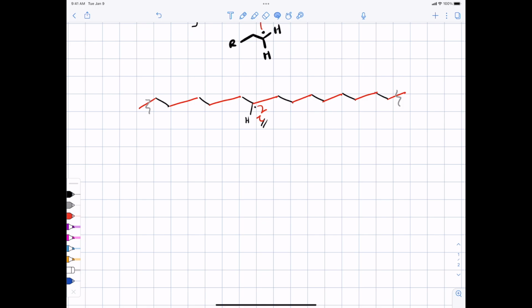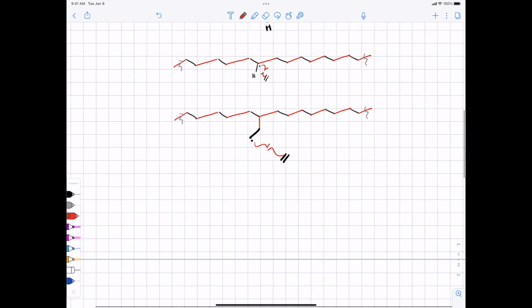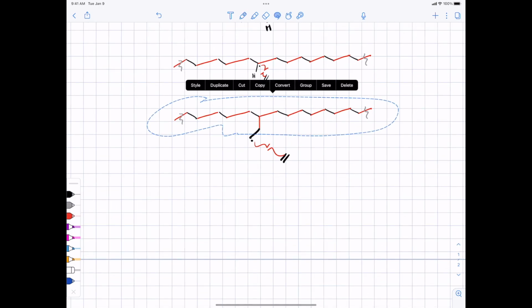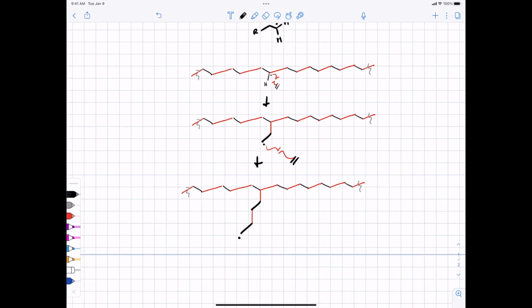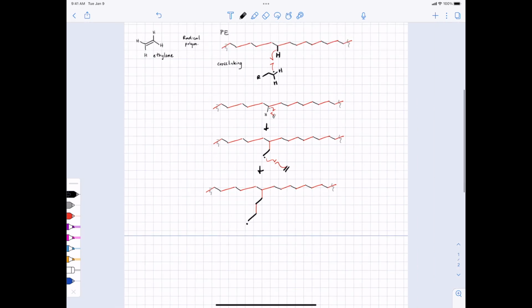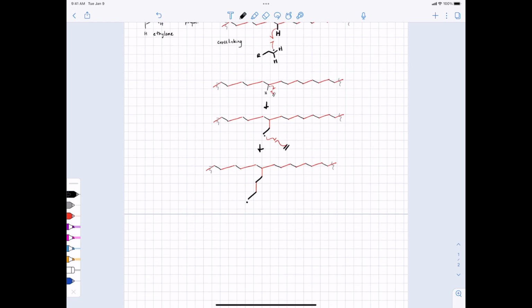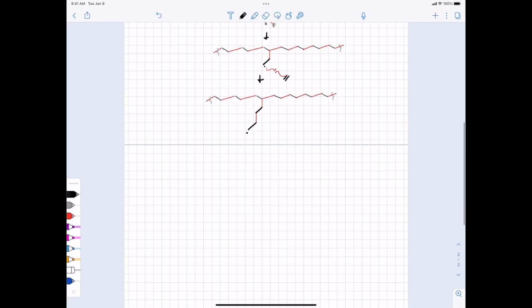So let's copy and paste a bit. So there we have a new bond. Here's a new 2-carbon unit and another radical, and then you can react that with another monomer like I showed you previously. And then you've got a second chain that is going to grow and propagate off the first chain. This is called branching or cross-linking. And if this happens enough, it changes the structure and properties of the polymer.